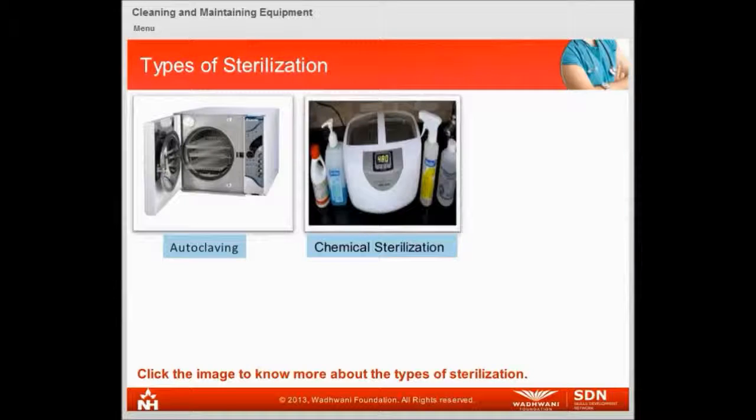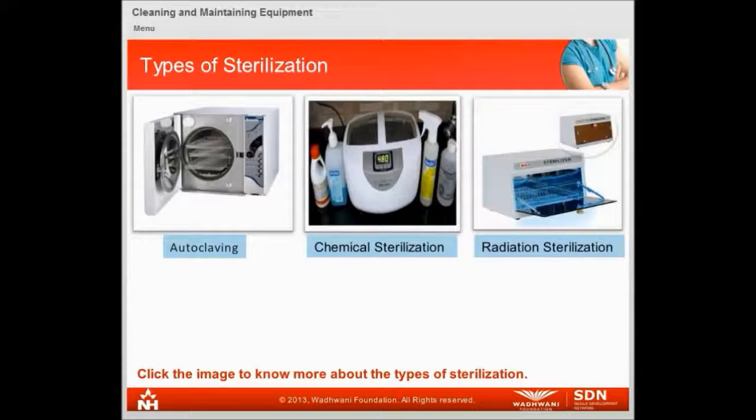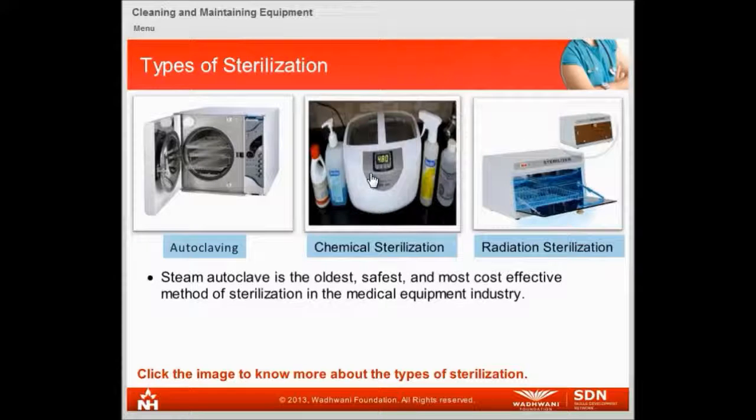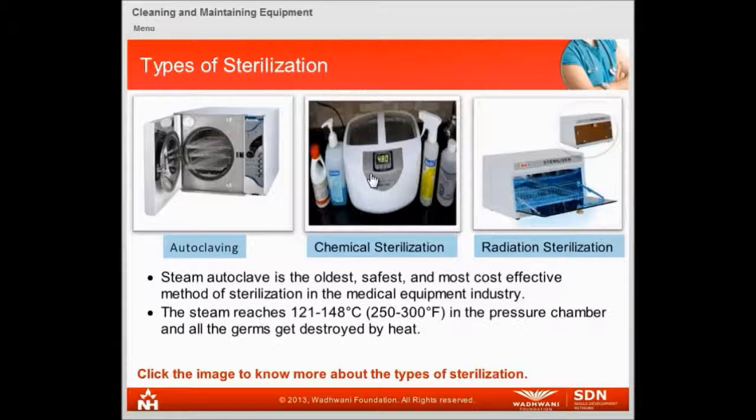Let's find out different types of sterilization. Click the image to know more about the types of sterilization. Autoclaving. Steam autoclave is the oldest, safest, and most cost-effective method of sterilization in the medical equipment industry. The steam reaches 121 to 148 degrees Celsius, 250 to 300 degrees Fahrenheit, in the pressure chamber, and all the germs are destroyed by heat. Primarily used for surgical equipment.